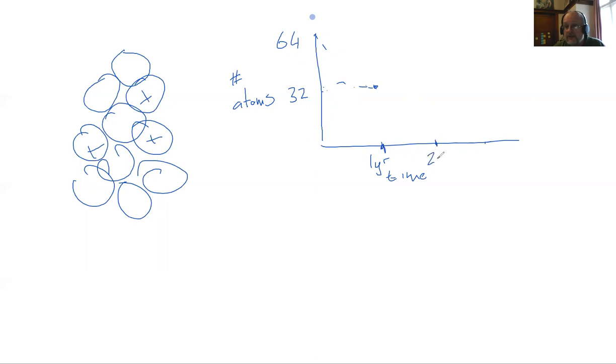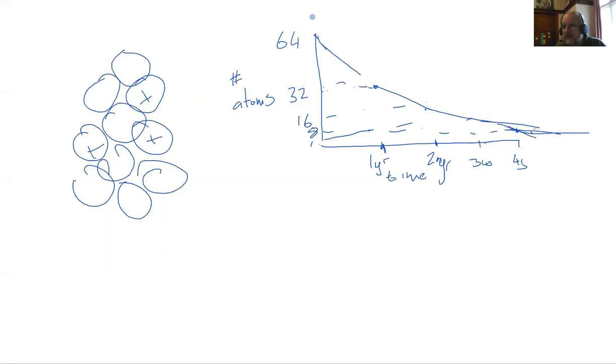And after another year, half of those are going to break down, so we'll end up with 16. And then after another year, so after 3 years, half of those would break down, so we'd end up with 8. And after another year, we'd end up with 4. So every year, we're going to end up with half the number of atoms that we had the year before, or every half-life in this case. So this we call the half-life.